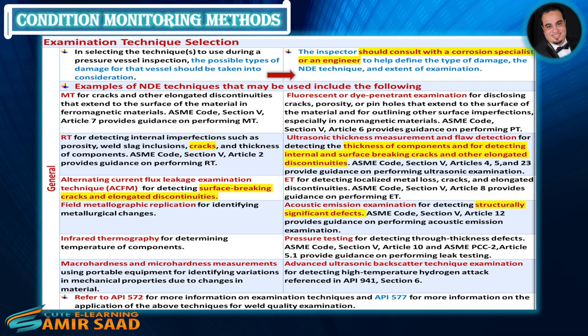Macrohardness and microhardness measurements using portable equipment for identifying variations in mechanical properties due to changes in material. Advanced ultrasonic backscatter technique examination for detecting high temperature hydrogen attack. Refer to API 572 for more information on examination techniques, and API 577 for more information on the application of the above techniques for weld quality examination.